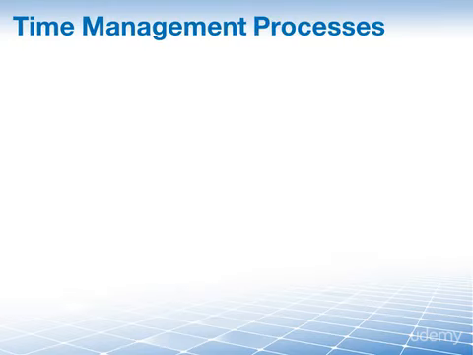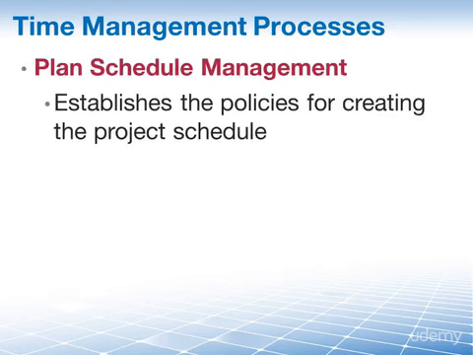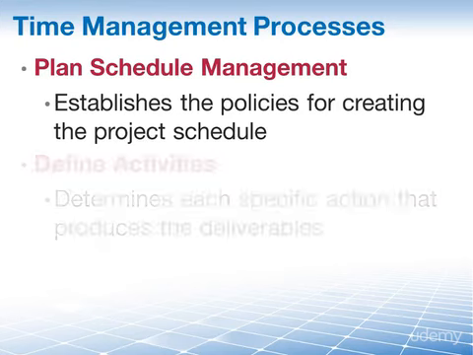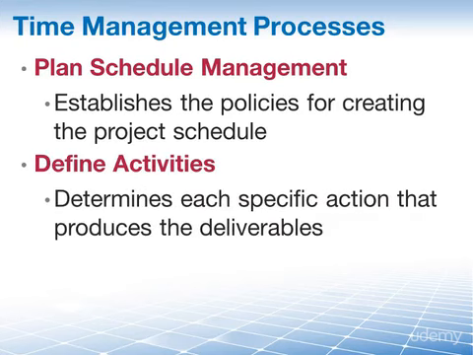Now let's take a look at the processes that help us make this happen. Planning is one of the first things we do in almost every single knowledge area from the PMBOK guide, and project time management is no different. Our first process is plan schedule management, the process of establishing the policies, procedures, and documentation for planning, developing, managing, executing, and controlling the project schedule. Once we have a plan, we are going to be thinking about what it is that we're going to have to be doing exactly, which means we're going to have to define our activities. This is the process of identifying and documenting the specific actions to be performed to produce the project deliverables.